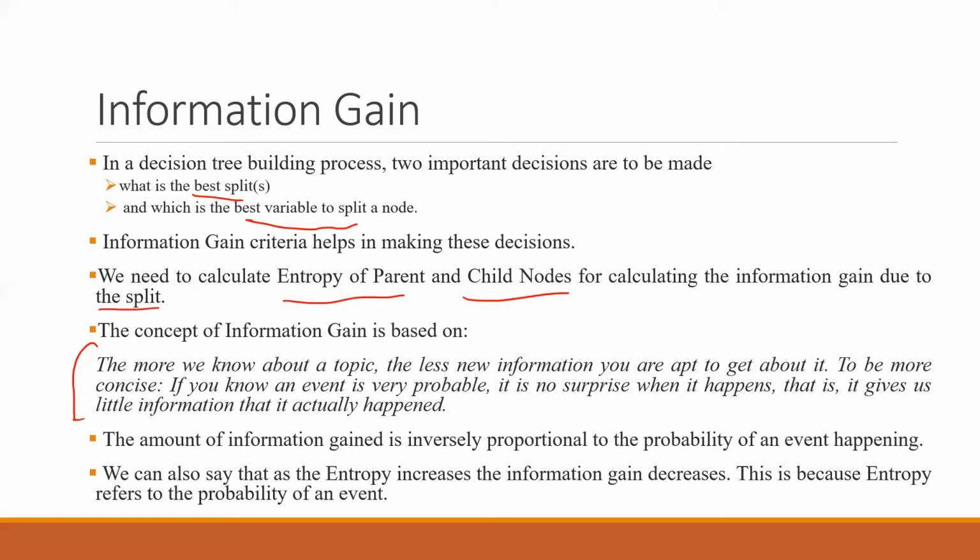So this is a self-explanatory sentence. It simply means that if you know the topic, then obviously very little new information will be there for you to gain. And if you don't know the topic, then you will be gaining more, right? So that's what is being talked about. The amount of information gained is inversely proportional to the probability of an event happening. So we also say that as entropy increases, the information gain decreases. So these are inversely proportional to each other. This is because the entropy refers to the probability of an event. So if the probability is high, information gain will be low.